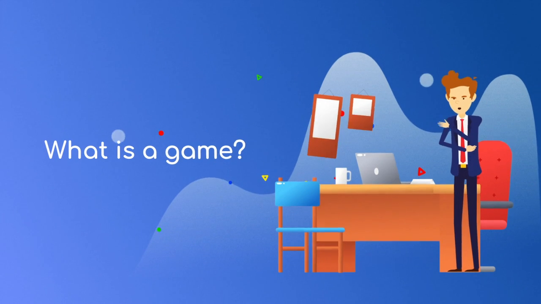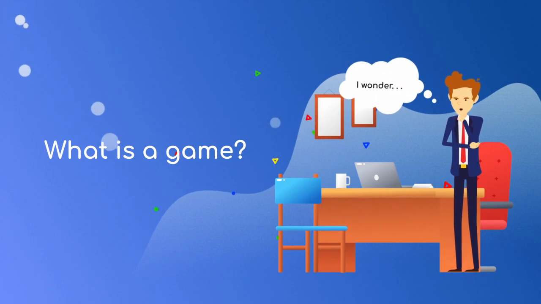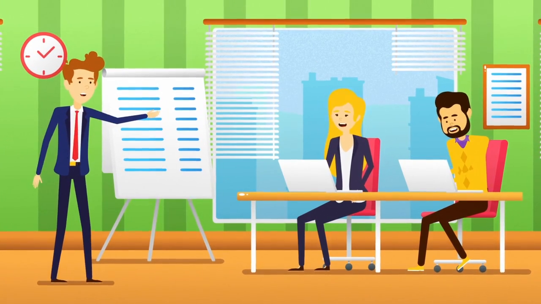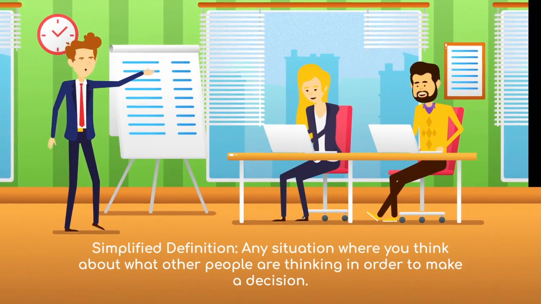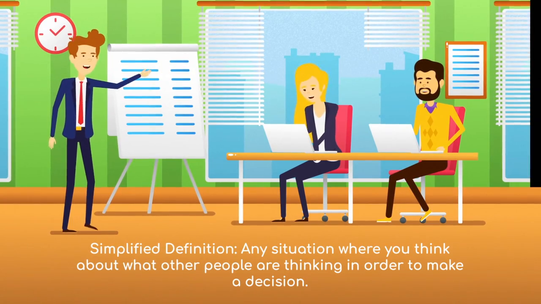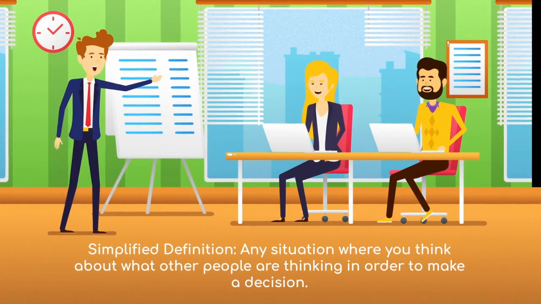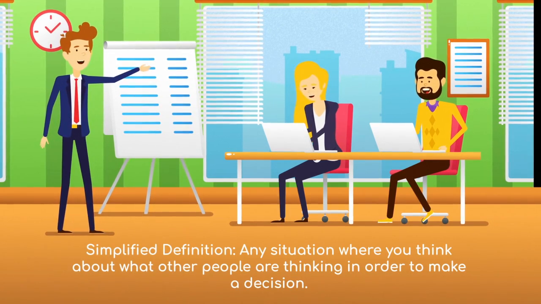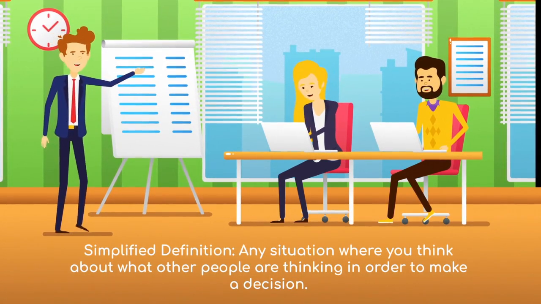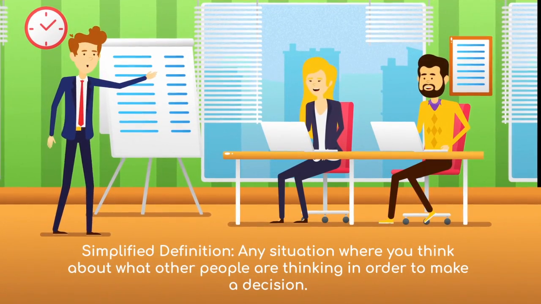To understand game theory, we must first define what a game is. For the sake of learning, we'll define a game as any situation in which one person can make decisions based off another person's decisions in order to benefit themselves. In simplified terms, it's a situation where you think about what other people are thinking.